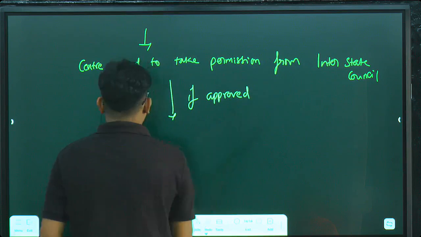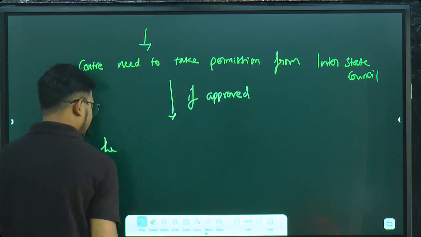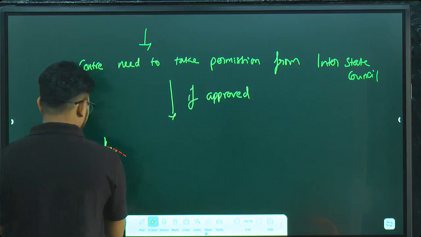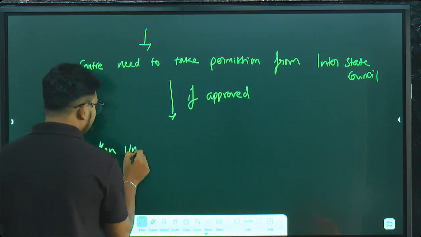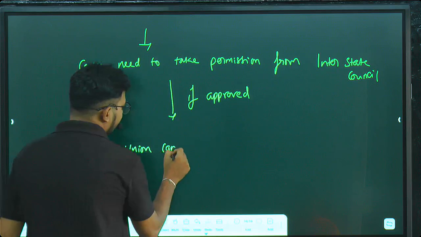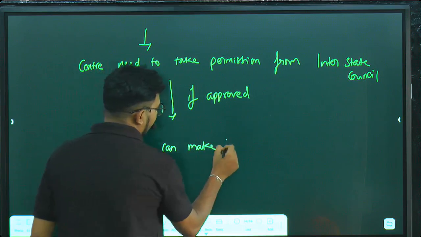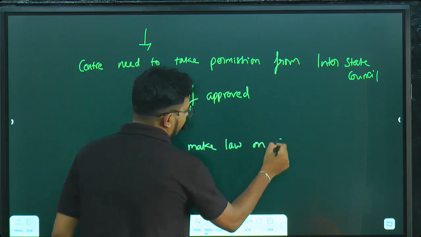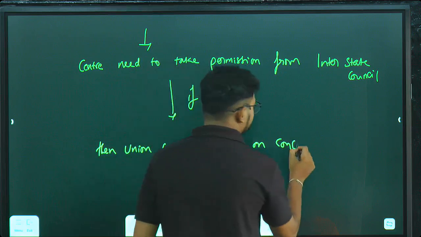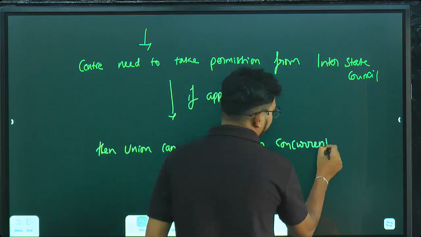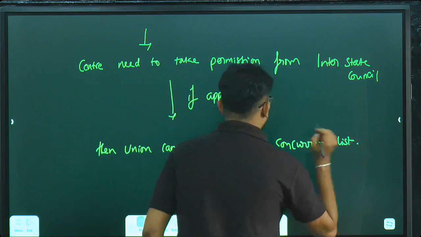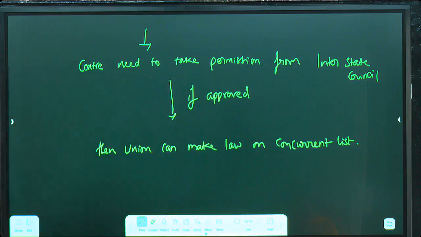then the union can make law on the concurrent list.